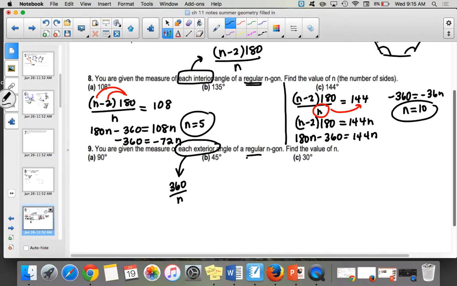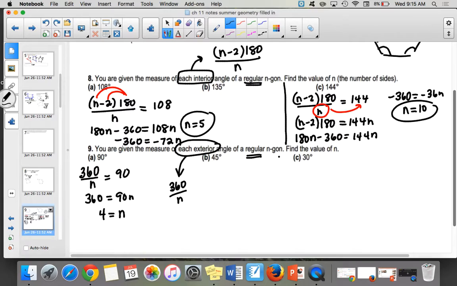Again, it says regular. So if I have 360 divided by n equals 90, all of those exterior angles, each one is 90 degrees. How many of them would there be? 4, right? Does that make sense? 360 divided by 4 equals 90. If you didn't know how to do that, you could multiply the n over and then divide by 90. You get 4 equals n.